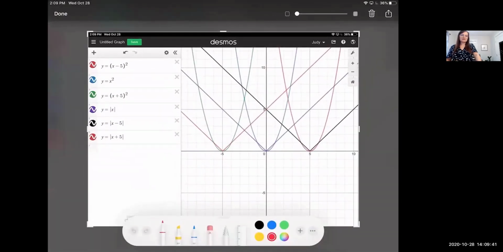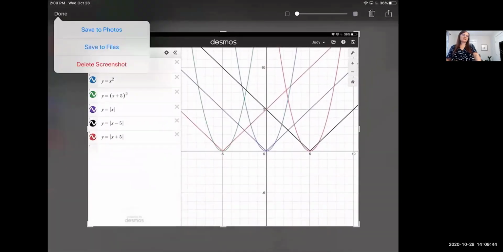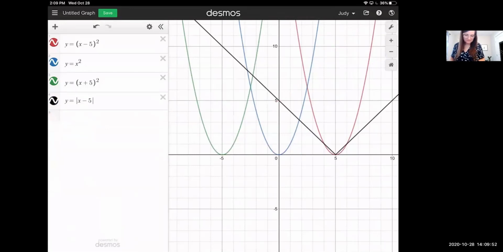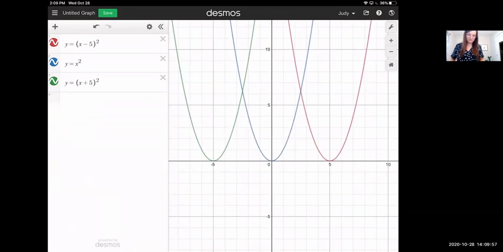Now, maybe I want my model to actually be upside down. So can anyone suggest what I could do to my parabola to flip it so it's downwards facing, not upwards facing?